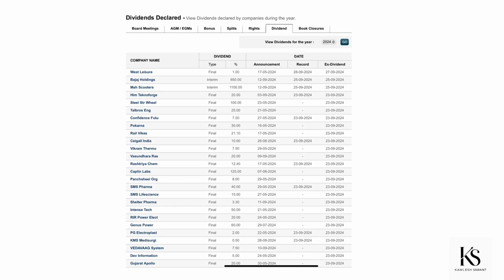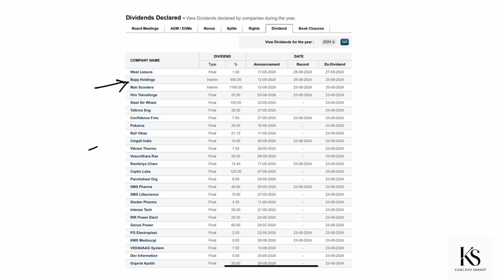Dividends can be paid anytime during the financial year. If it is paid during the financial year, it is called interim dividend. If the dividend is paid at the end of the financial year, it is called final dividend. We will see some of the recently declared dividends. Bajaj Holdings has declared interim dividend. It has declared 650% of dividend on its face value. It was announced on 12th September 2024. Ex-dividend date is 25th September 2024.